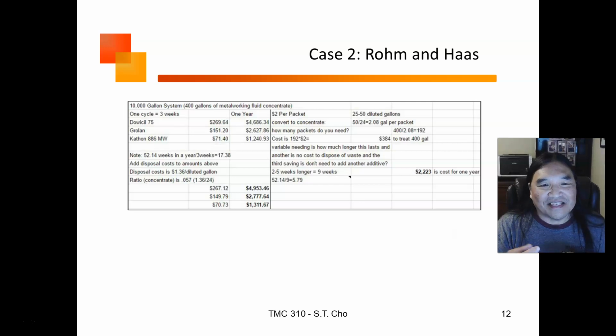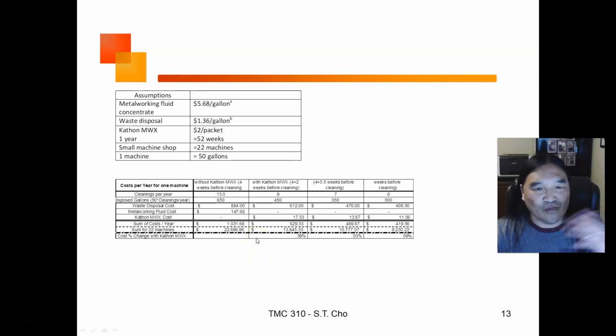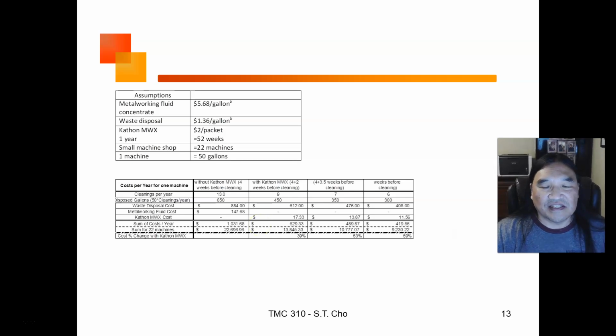The other thing about this is they keep switching volumes on you, and so you need to pick one standard and calculate it out that way. If you do the calculations, I'm not going to go through it. As you can see, the number of cleanings per year is different for each one. If you looked at it for the full 22 machines, or just for one machine, it doesn't matter as long as you are consistent. Just state what it is that you are actually using.